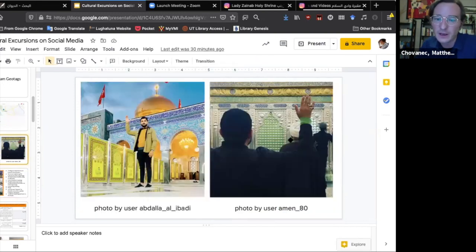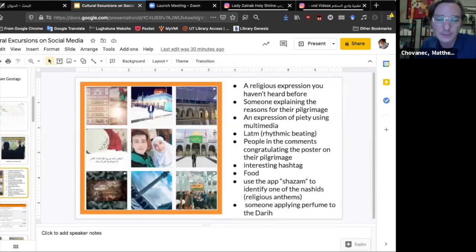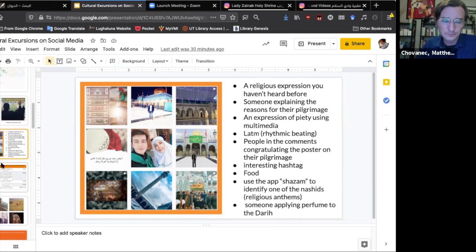So here is the darih, and I asked them to look specifically for a video of someone applying perfume to the tomb. So they'll spray some on their hand and they'll rub it onto the tomb, and that has a whole religious significance. Again, more things that you can talk about, and just really interesting cultural information that students can learn. In the lesson that we did a few weeks ago, we did another compare and contrast.